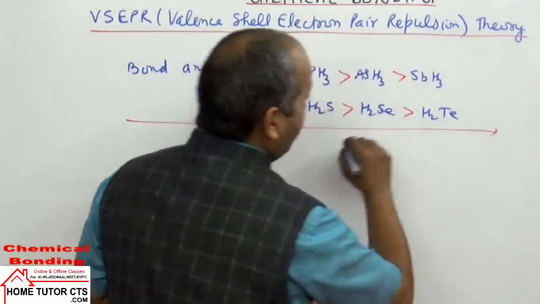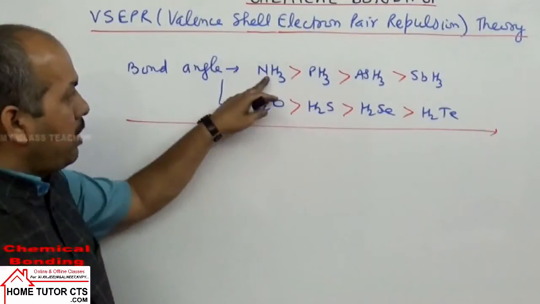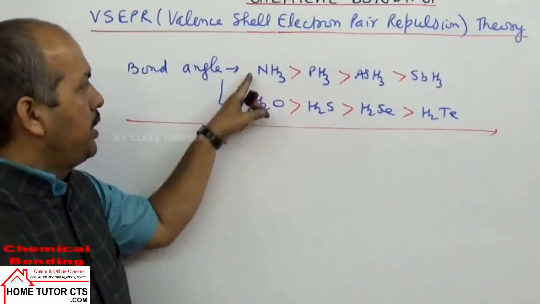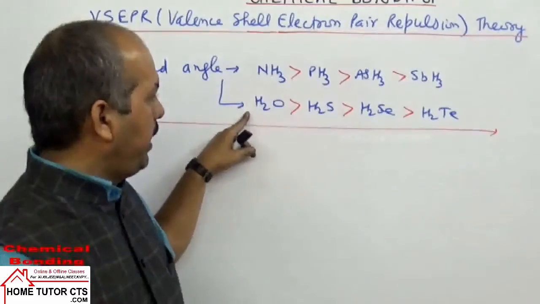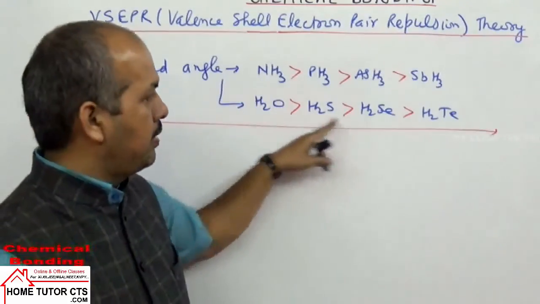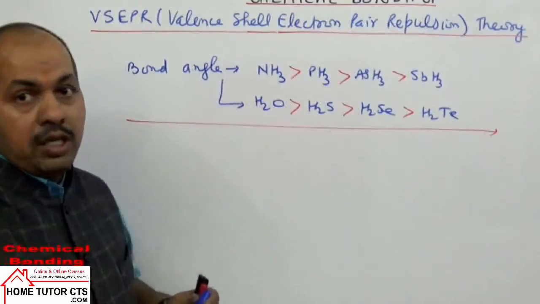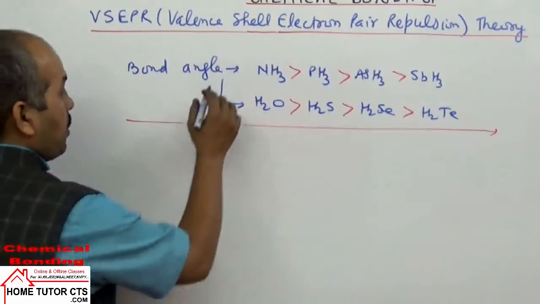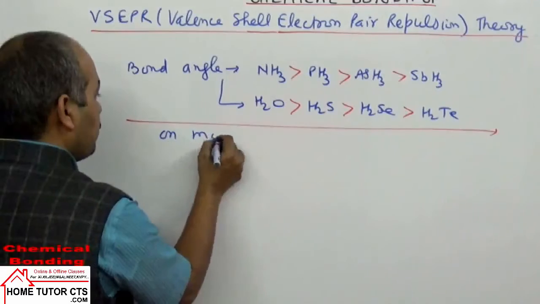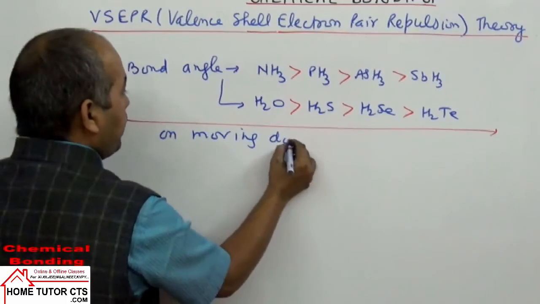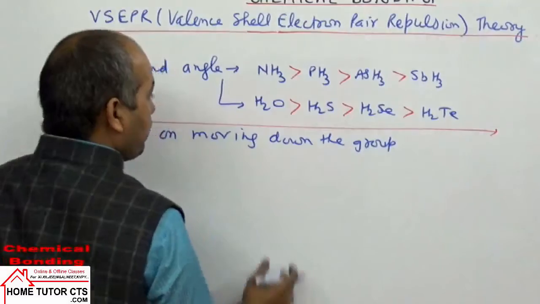See what happens on moving down the group for the hydrides. The shape taken is ammonia or all these cases. They have one lone pair and three bond pairs. Here we have two lone pairs and two bond pairs. So one reason can be explained in terms of VSEPR theory. How do we explain it? See, what is happening here on moving down the group?